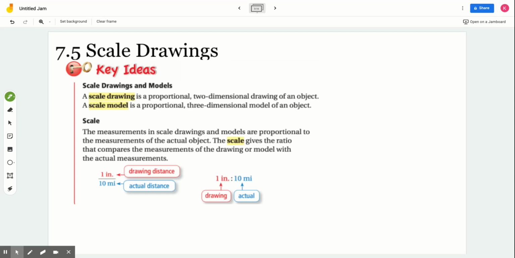Today we're going to be talking about scale drawing. So this will be lesson 7.5 for math or lesson 12.5 for advanced math.